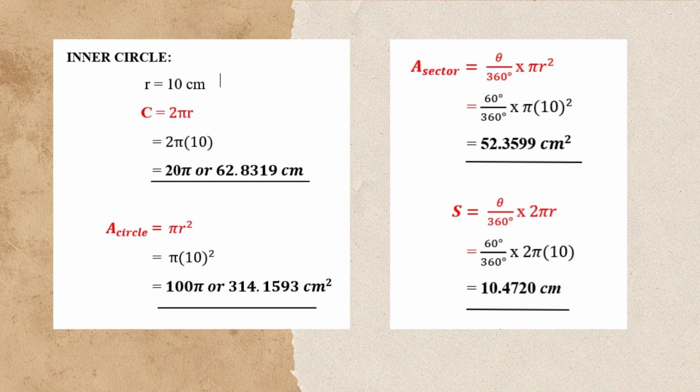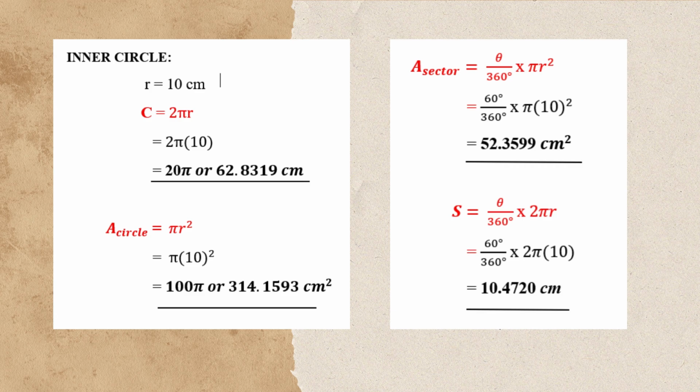Let's start by finding area of sector first. By using the same formula as before, theta over 360 times pi r squared, we should be able to find its area of sector. Given that the inner circle radius is 10 cm, we can substitute it into the formula. Let's use 60 degrees worth of area of sector, giving us 60 over 360 times pi times 10 squared. Keying it into our calculator will give us 52.3599 centimeters squared as our answer.